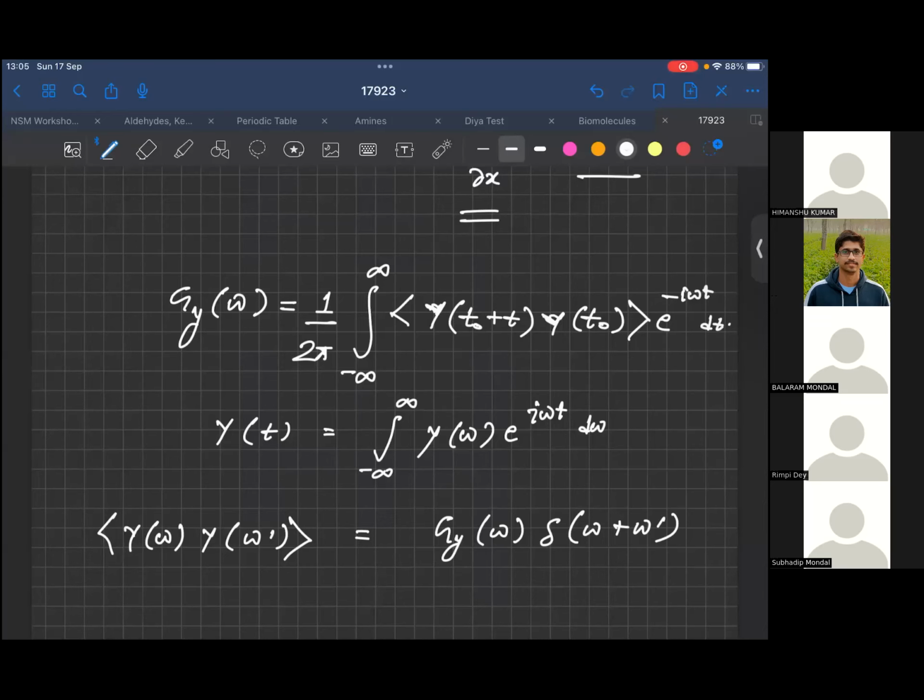Rimpi, this is general, na? Y omega, Y you are for general observable. Y t means any physical observable, like any physical observable.